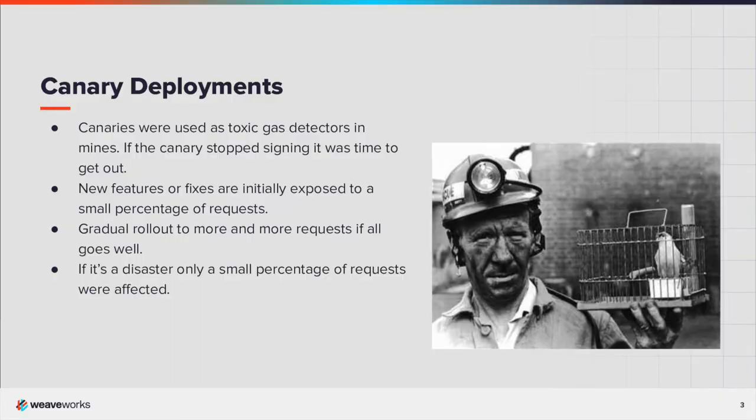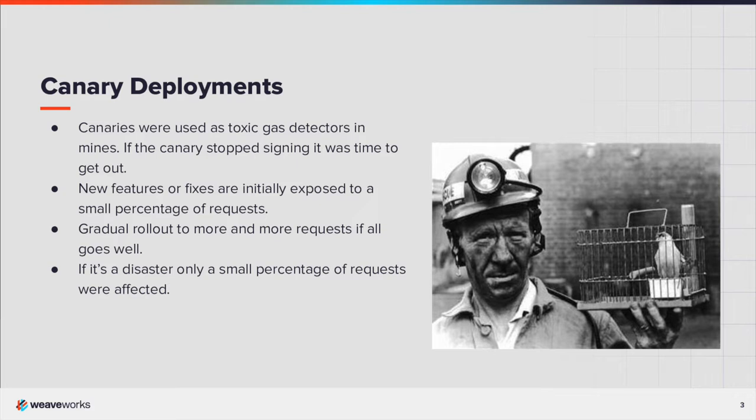Why are they called canary deployments? Caged canaries were taken down mines as toxic gas detectors. If your canary stopped singing, it was time to get to the surface. Today, electronic gas detectors are used. We all know the best way to break software is to deploy it into production.